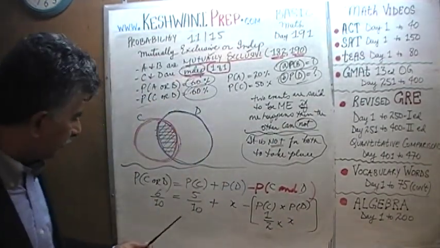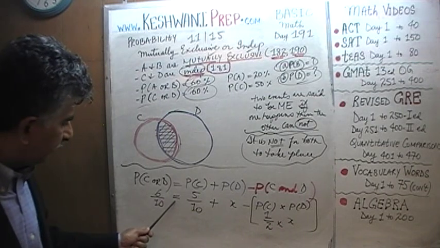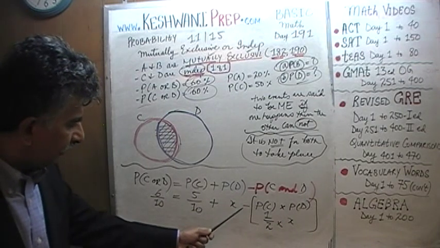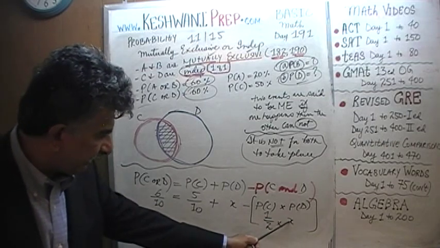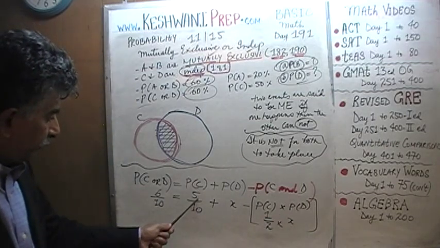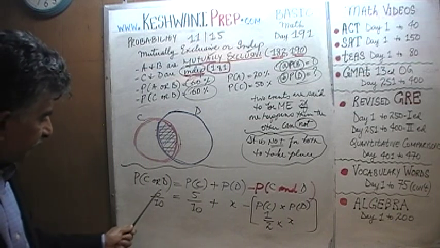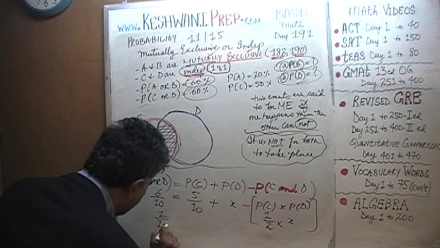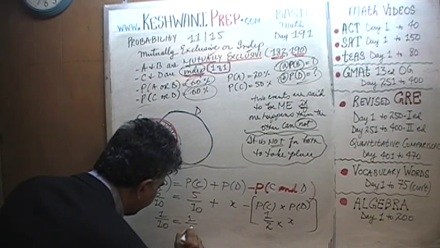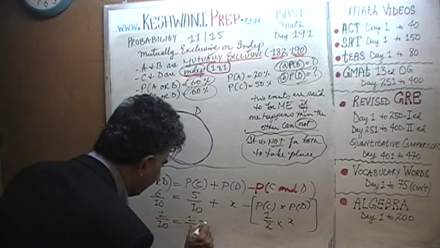So here is our equation. One more time. It's 6 over 10 equals 5 over 10 plus x minus half an x. X minus half an x is simply half x. You bring the 5 over 10 over this side. 6 over 10 minus 5 over 10 is going to be 1 over 10. 1 over 10 equals half an x.